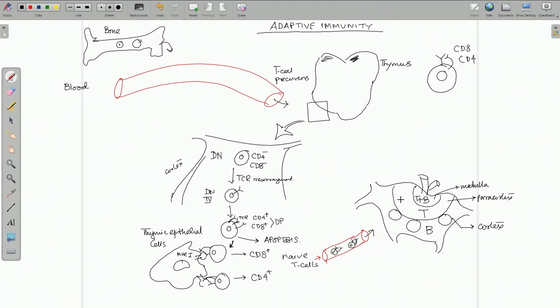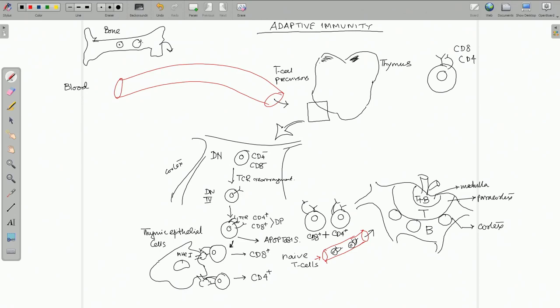Now, this lymph node, apart from containing the T cells and B cells, also contains antigen presenting cells like the dendritic cells and the macrophages, which present the antigen on their surface by class 1 or class 2 MHC molecules. These T cells, as I told, are now kind of destined. They have on their surface T cell receptors as well as either CD4 plus or CD8 plus coreceptors.